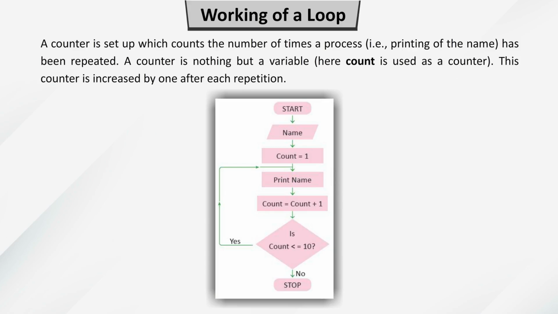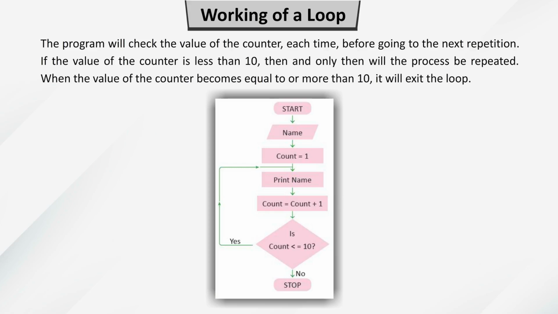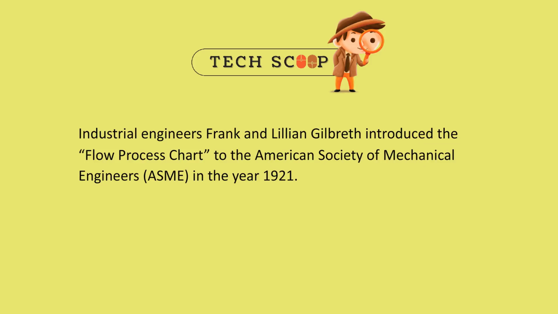This counter is increased by 1 after each repetition. The program will check the value of the counter each time before going to the next repetition. If the value of the counter is less than 10, then and only then will the process be repeated. When the value of the counter becomes equal to or more than 10, it will exit the loop.